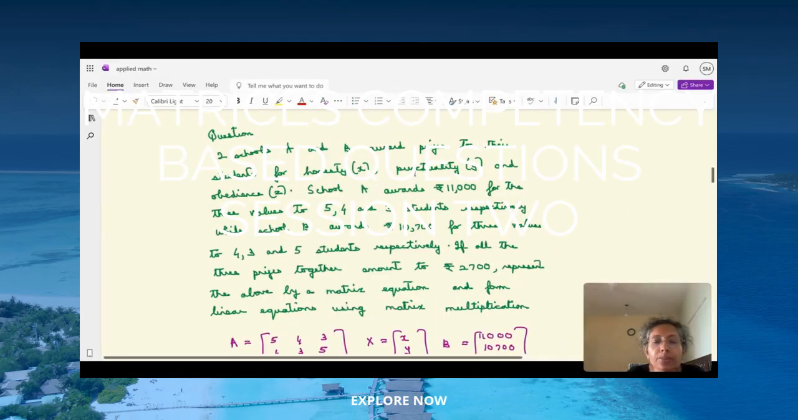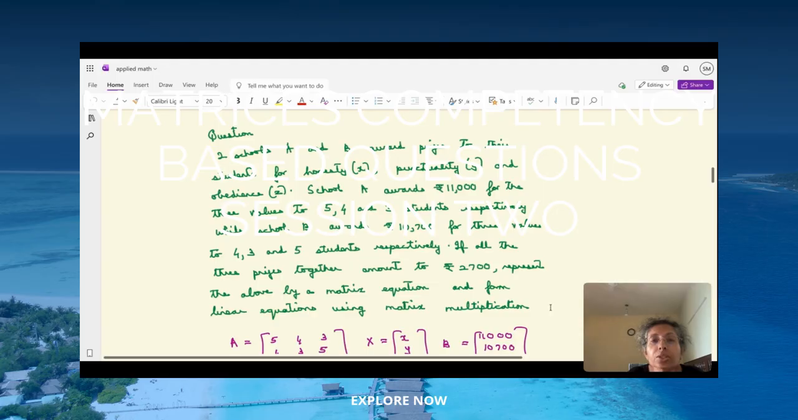Two schools A and B award prizes to their students for honesty X, punctuality Y and obedience Z. School A awards 11,000 for the 3 values to 5, 4 and 3 students respectively, while School B awards 10,700 for 3 values to 4, 3 and 5 students respectively. If all the 3 prizes together amount to rupees 2,700, represent the above by a matrix equation and form linear equations using matrix multiplication.